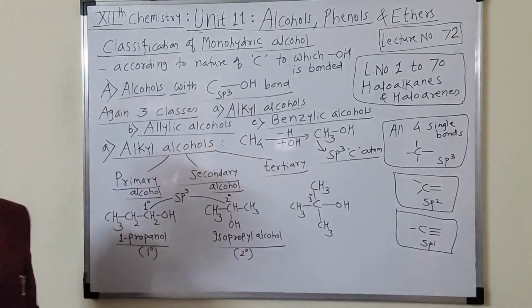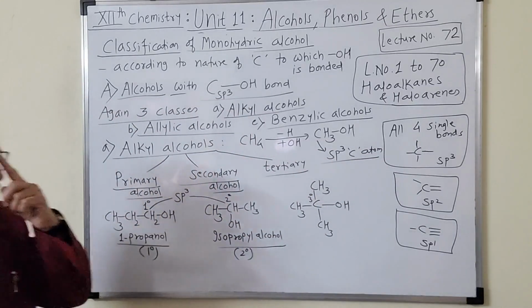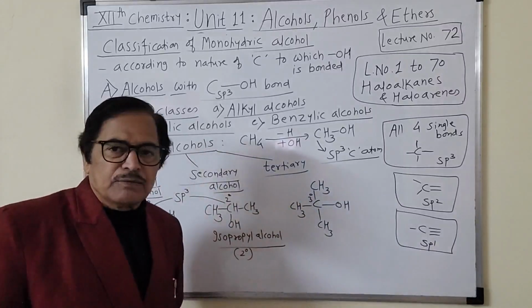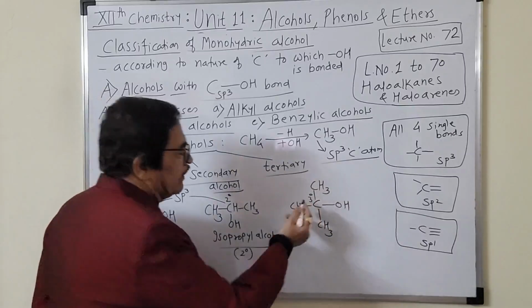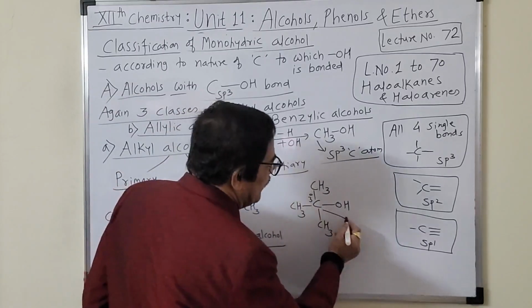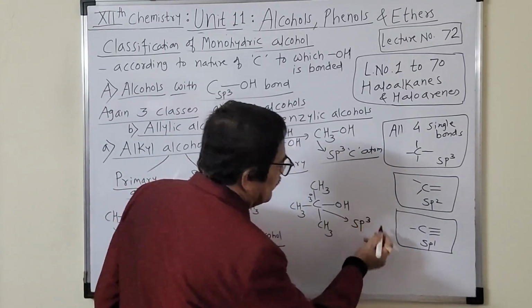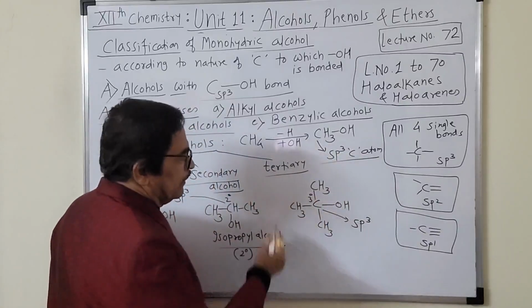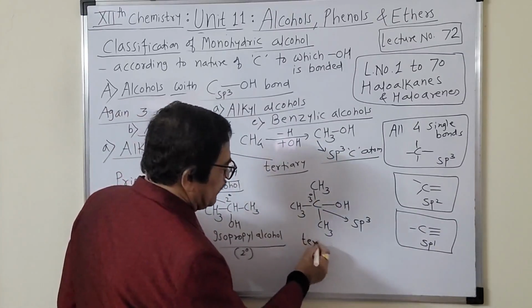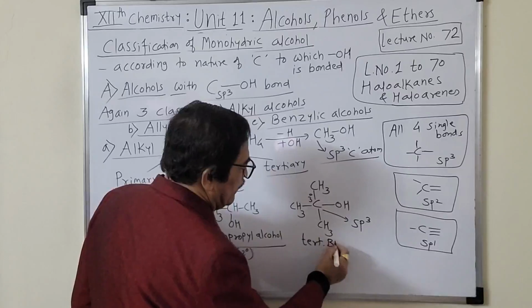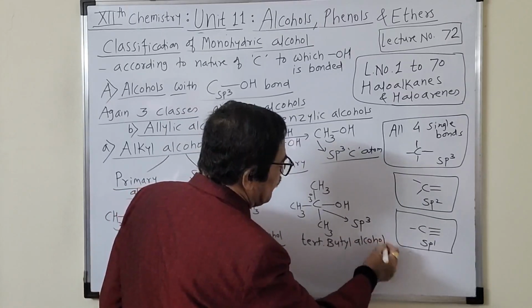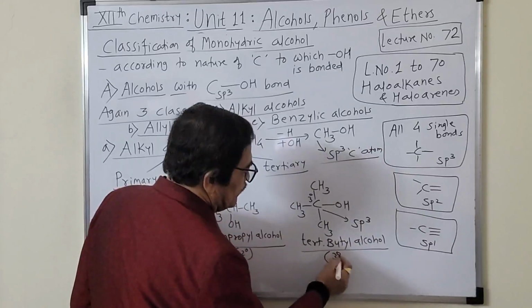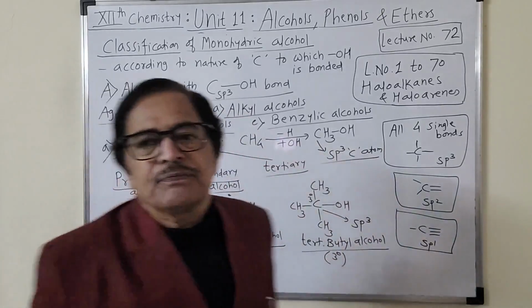What do you mean by tertiary carbon? It is attached to 3 other carbon atoms. That's why it is called tertiary carbon. OH is bonded with the tertiary carbon, and that carbon is no doubt an sp3 carbon because it has all 4 single bonds. So it is called tertiary alcohol, and rightly the name is tert-butyl alcohol. Tert stands for tertiary. So very simple, my friends.